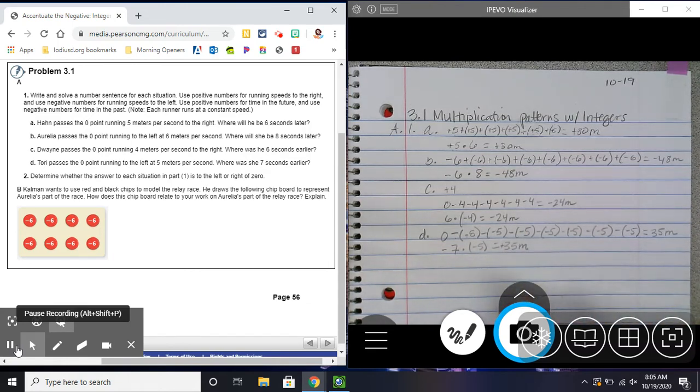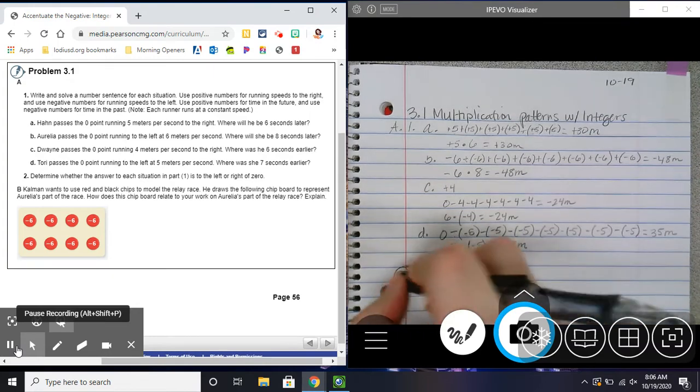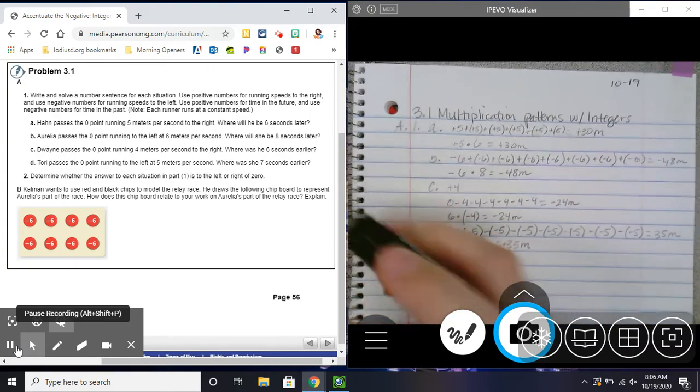All right, so moving on to part B. Coleman wants to use red and black chips to model the relay race. He draws the following chipboard to represent Aurelia's part of the race. How does this chipboard relate to your work on Aurelia's part of the relay race? Oh wait, I skipped number 2. Oh, brother. Sorry. I got excited and moved ahead.